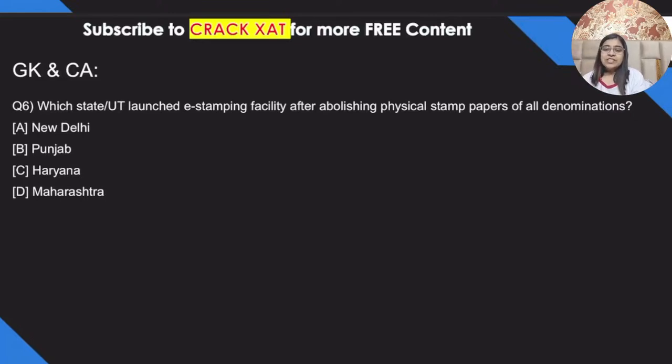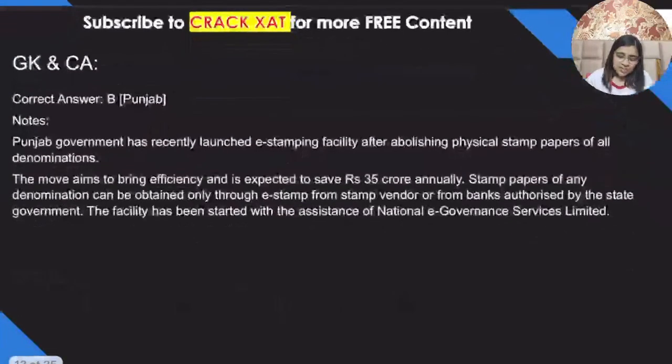Okay, so we will discuss this answer as well right now. Which state has launched the e-stamping facility for abolishing the physical stamp papers of all denominations? Do you think it's Delhi? That's not the answer. The answer of this question is Punjab, to a very surprise. Okay, so Punjab has done this. Punjab government has recently launched the e-stamping facility after abolishing the physical stamp papers of all the denominations.